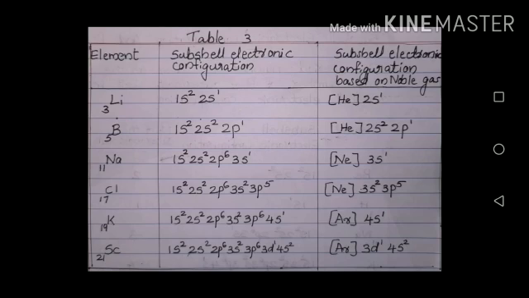In this way, you can write the subshell electronic configuration based on noble gas of elements with atomic number 3 to 30.